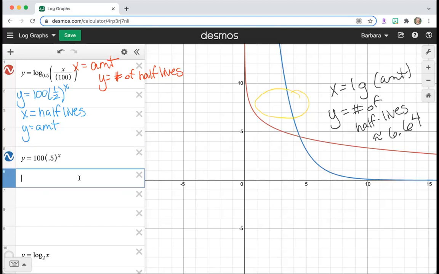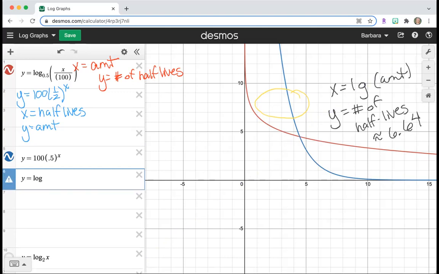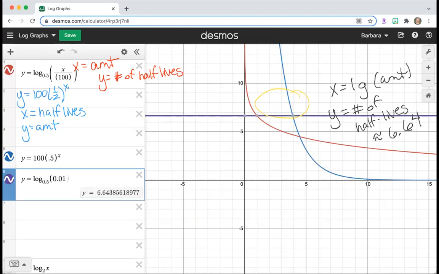Or just like how we did last time, if you don't like the change of base formula or don't remember it, you can just type it in as the log base 0.5 of, and we had, right, 0.01. And look, again, it tells us that exact number right here.